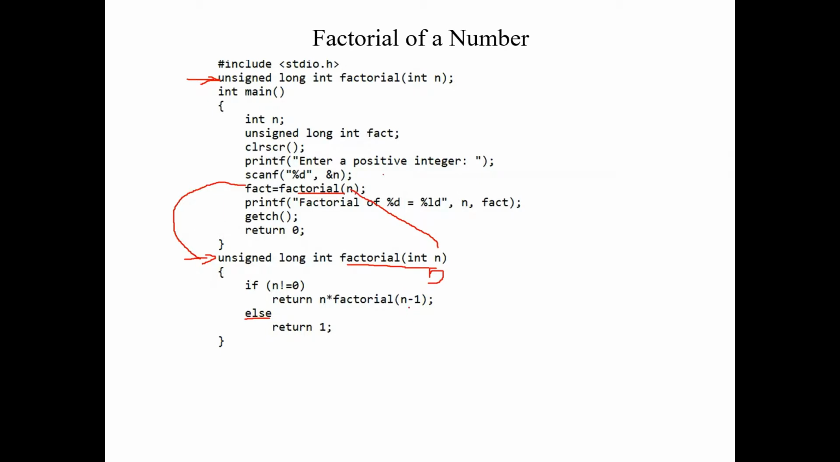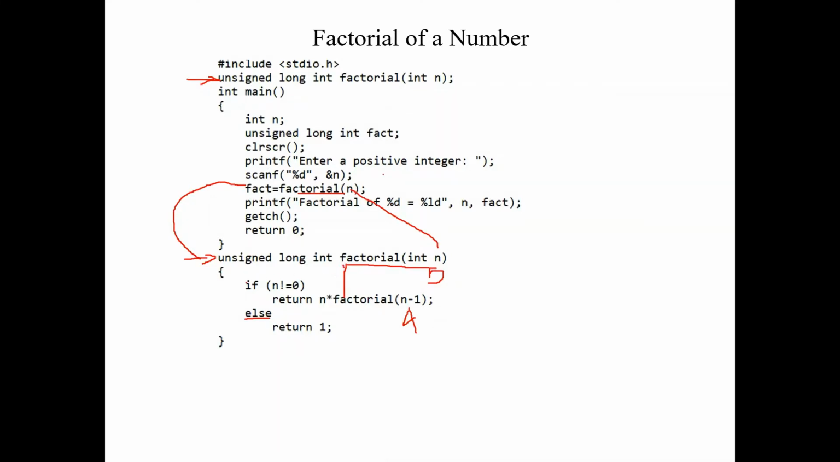So again, we are calling the factorial function. Wherever we are writing factorial, it refers to the function factorial. And now as argument, we are passing n minus 1. The current value of n is 5, so 5 minus 1 will be 4. We will be making a recursive call to the factorial function, where n value is 4.